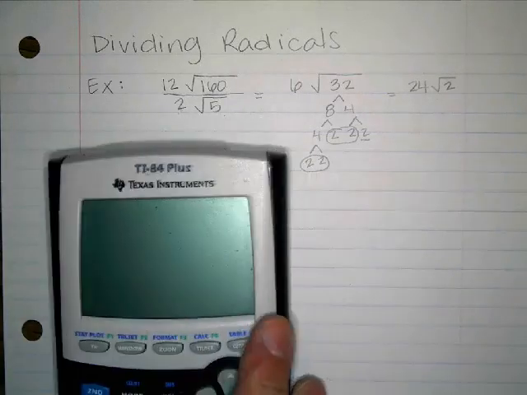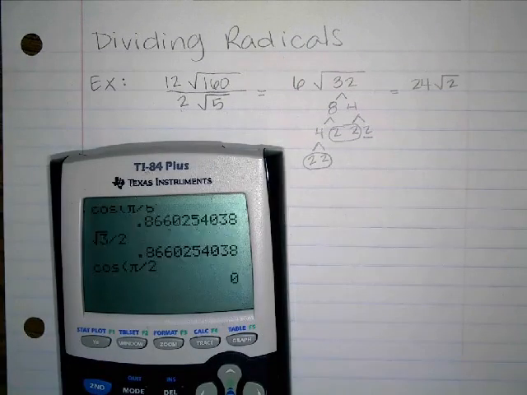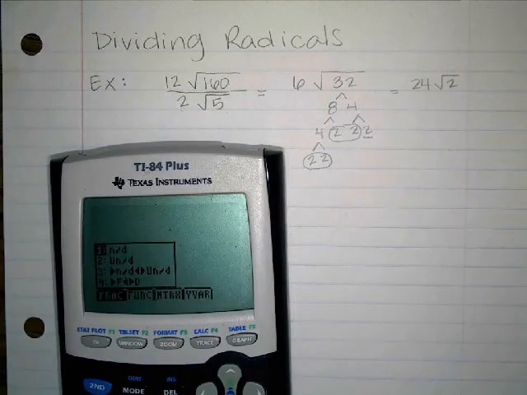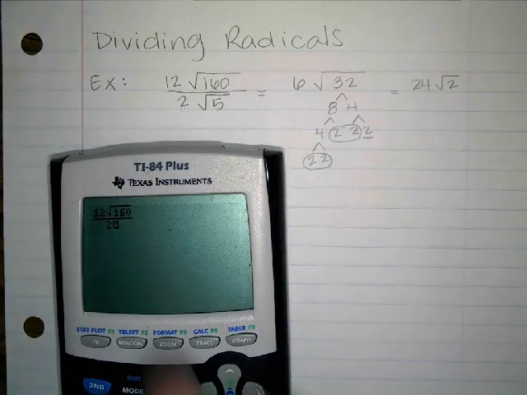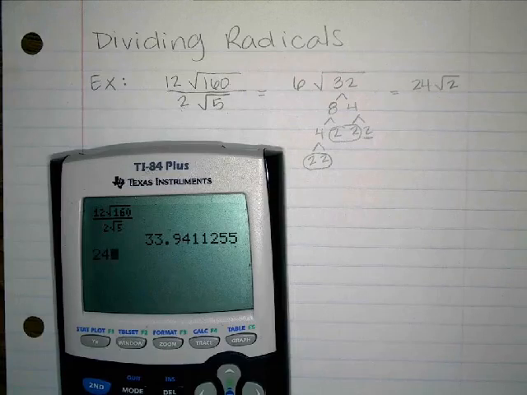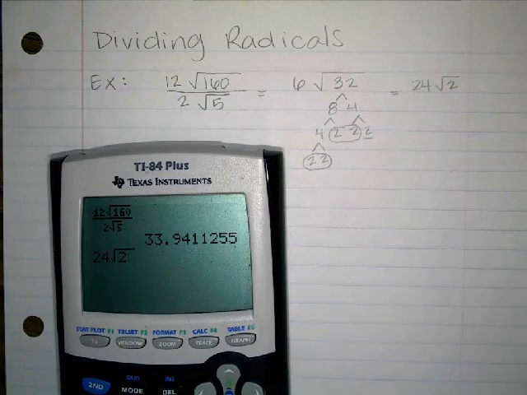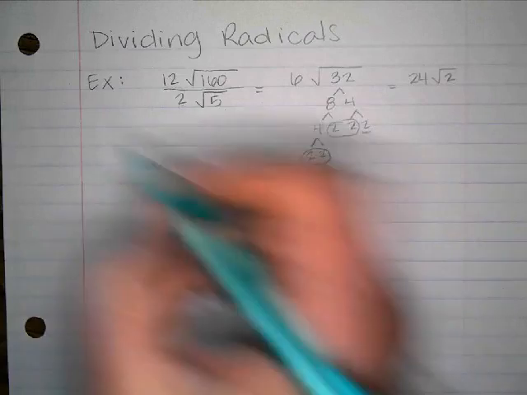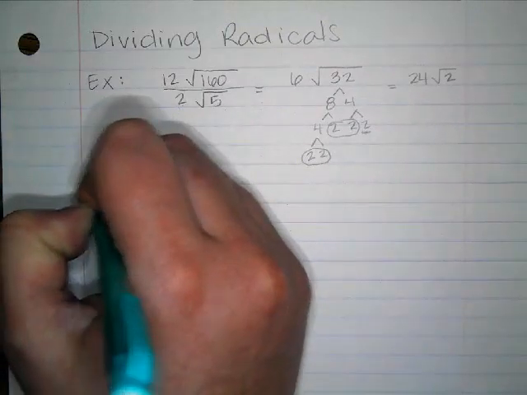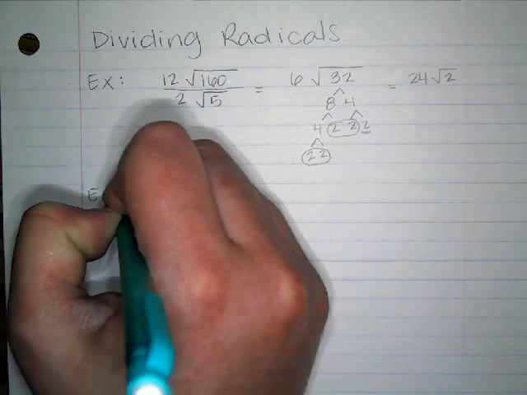And if we wanted to check and see if this was accurate, or at least not horribly wrong, we could type 12 square root 160 divided by 2 square root 5 and just make sure that that's the same decimal as 24 square root 2. And it's the same decimal, so at least we didn't screw anything up too badly. So, cool. Okay. Let's try another one like this.